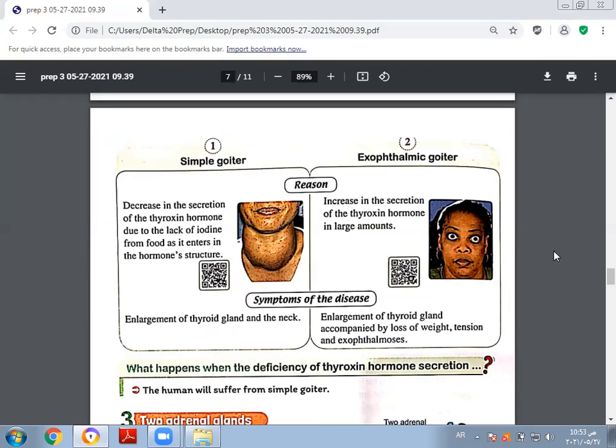So what will happen with the deficiency of thyroxine hormone secretion? The human will suffer from a simple goiter. Okay, that's for the thyroid gland.